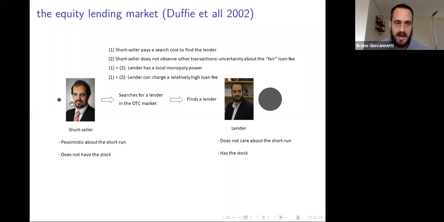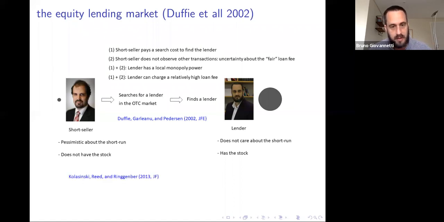Because if the lender says no to the short seller, there is a chance that he will not be able to find any other lender in the market. So the lender has some bargaining power over the short seller. All right, and this is what the theory by Duffie, Gârleanu and Pedersen 2002 predicts, okay? And there are two empirical papers that test this theory.